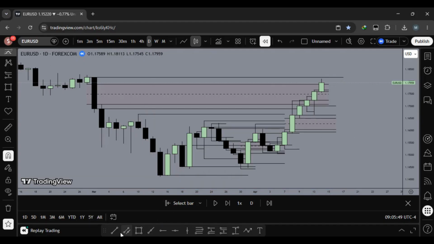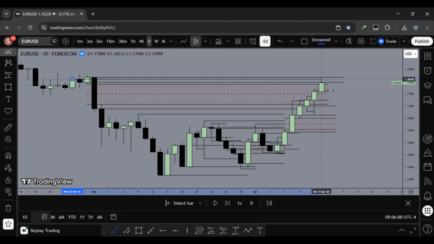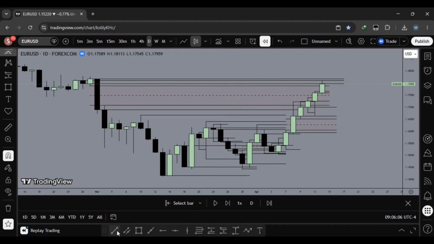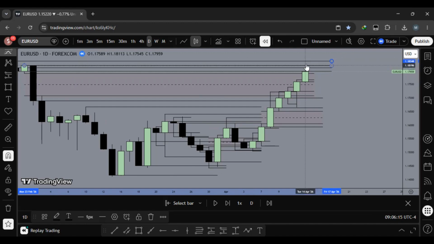Guys, these are the things you need to do. We have Malaysia SNR here. We also have Malaysia SNR here. Guys, ICT is not enough. That's the truth. ICT is not enough. You need to complement it with Malaysia SNR. So these are strong zones that may cause reversal.